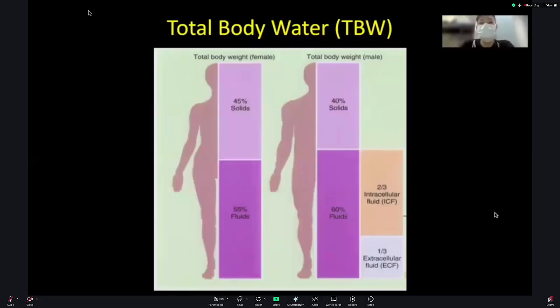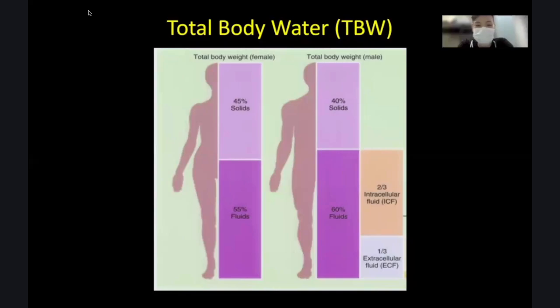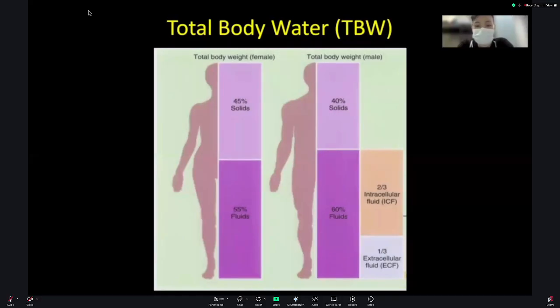So what is total body water? Total body water is the amount of fluid in our body. As you can see in the diagram, we have male and female. The total body water component for a male is different from a female. Since males are more muscular, more often than not, the male body has more fluid content, which as shown there is 60%, compared to a female, whose fluid content is around 55% of the entire total body weight.